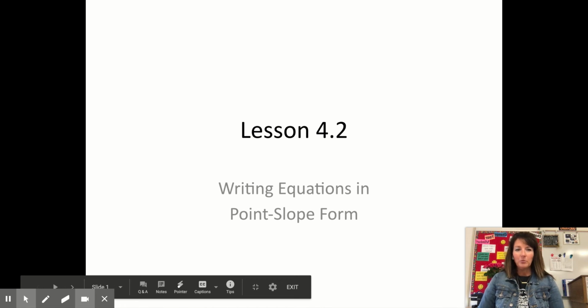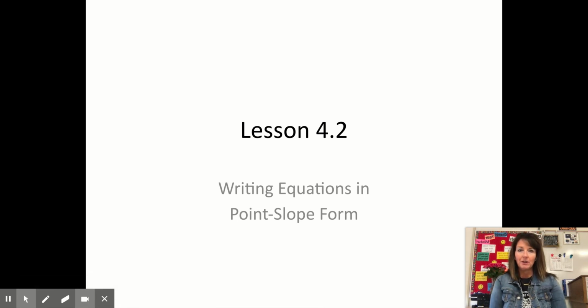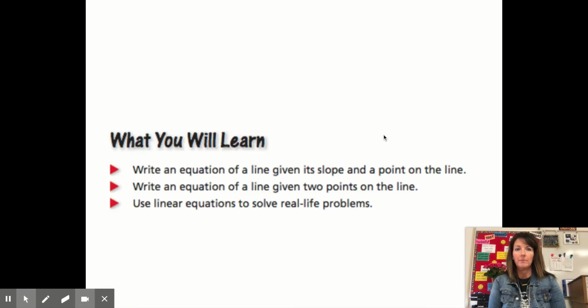Okay, lesson 4.2. Here we are. We are going to learn how to write equations in point slope form. We'll write an equation of a line given its slope and a point on the line. And this time the point will not have to be the y-intercept.